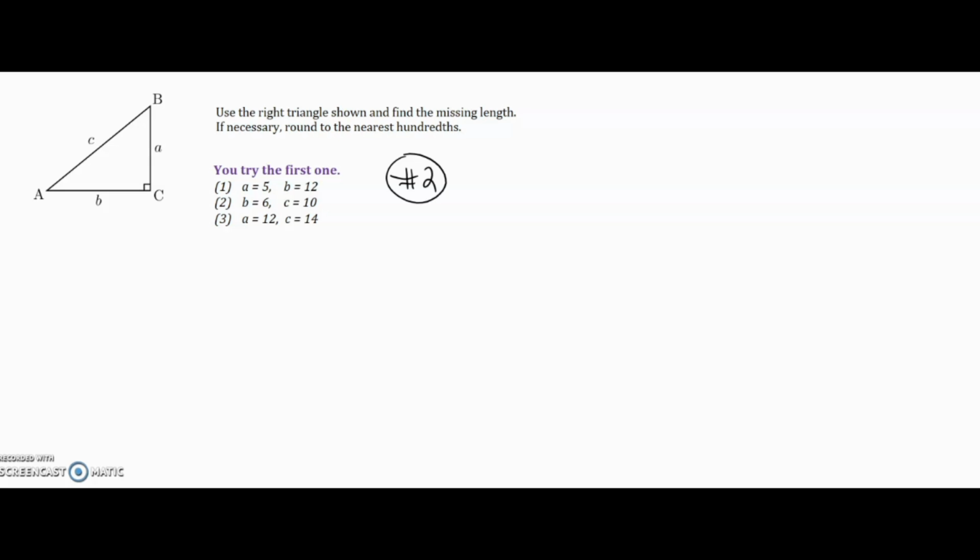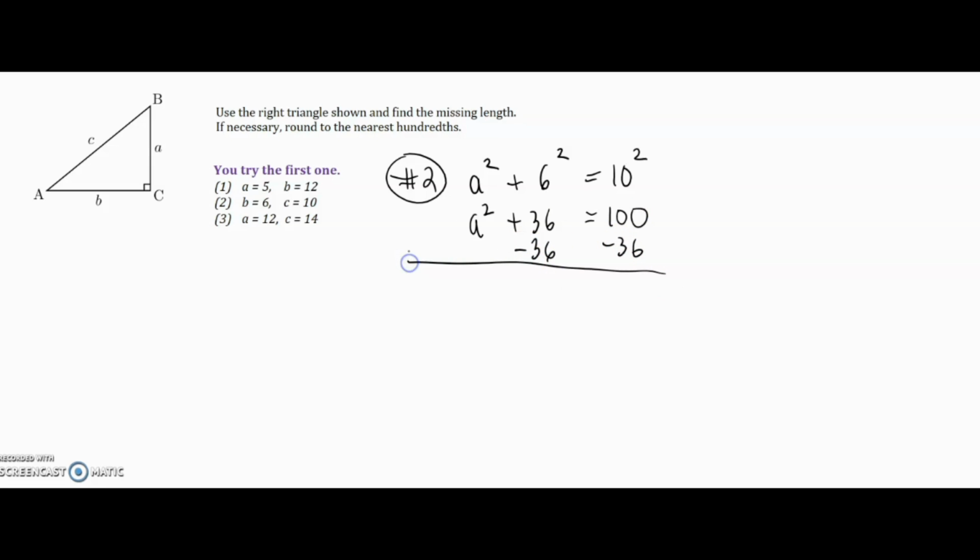I need a. So let's write that up. So I have a squared plus b is 6, so that's 6 squared, and that's equal to 10 squared. Let's see, if I square those numbers, I get 36 and a 100. Add a negative 36 to both sides. That will give me a squared is equal to 64.